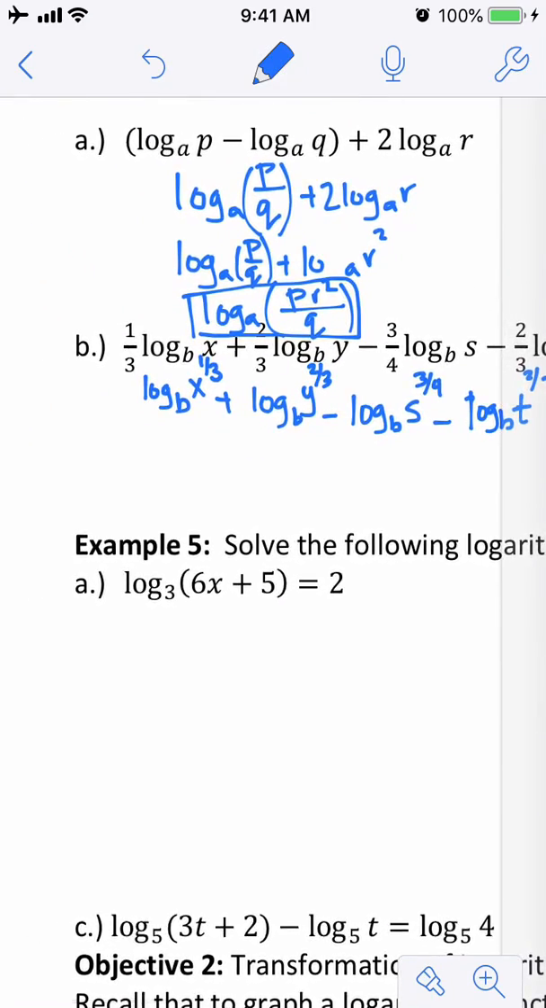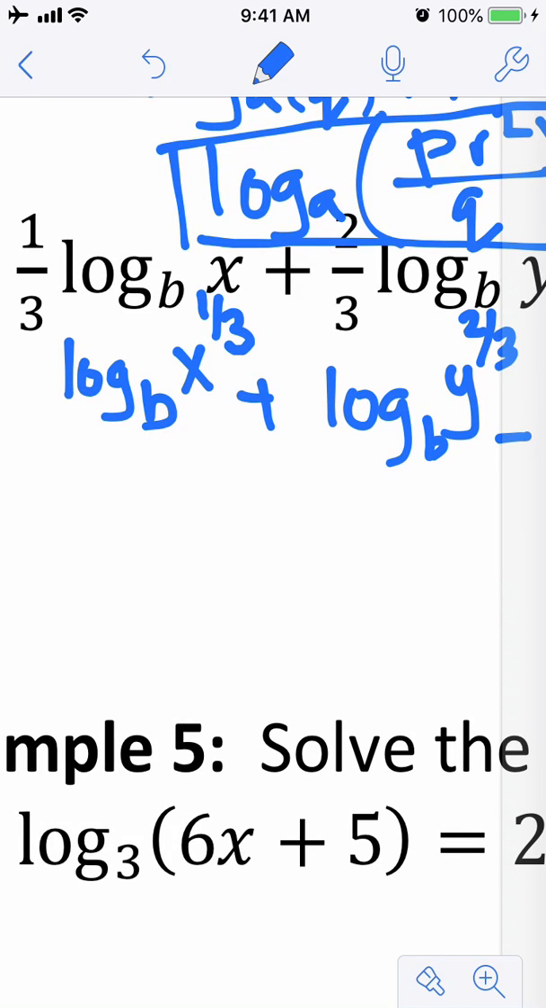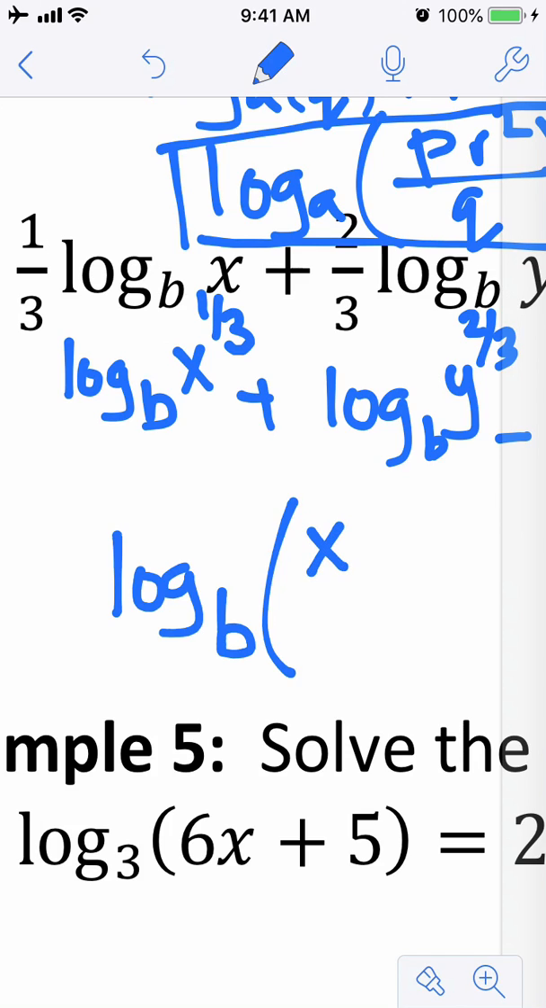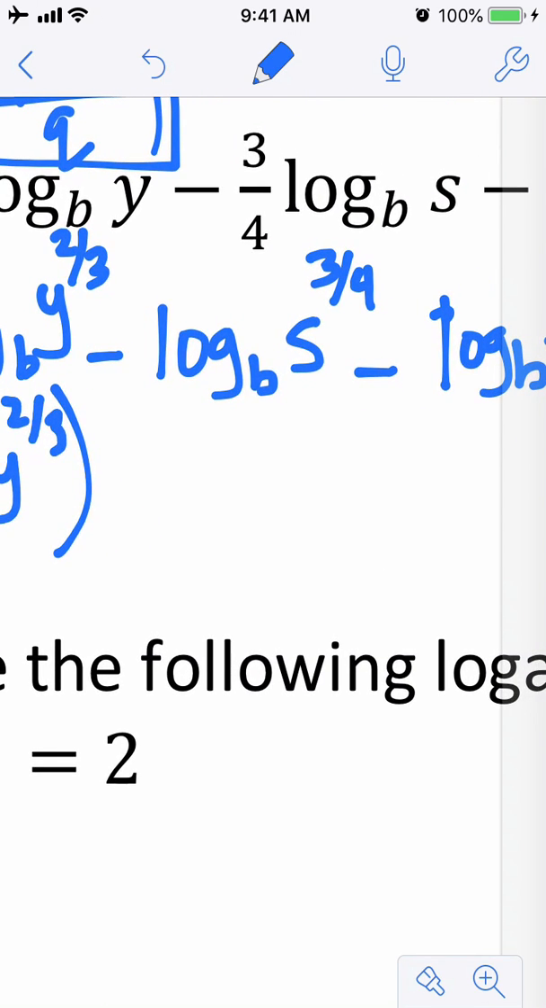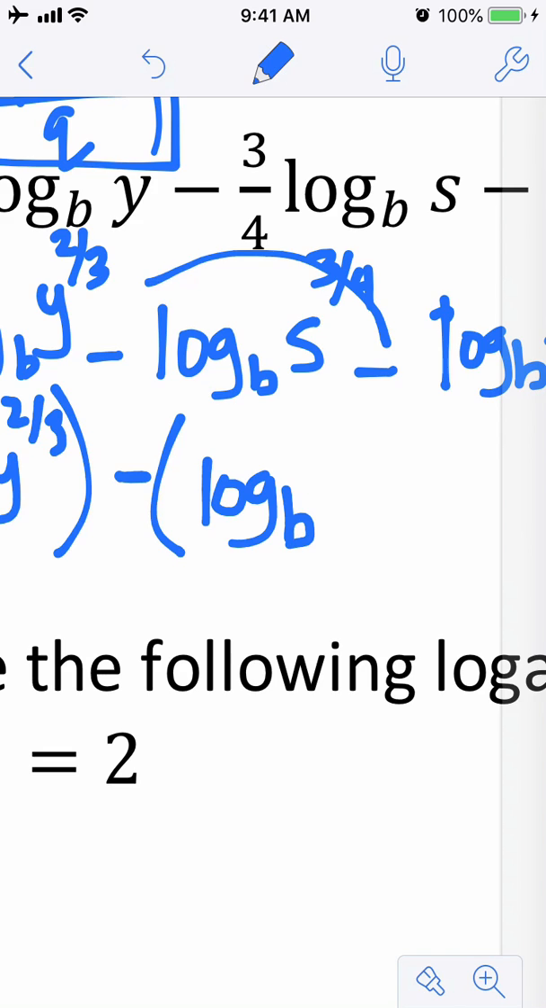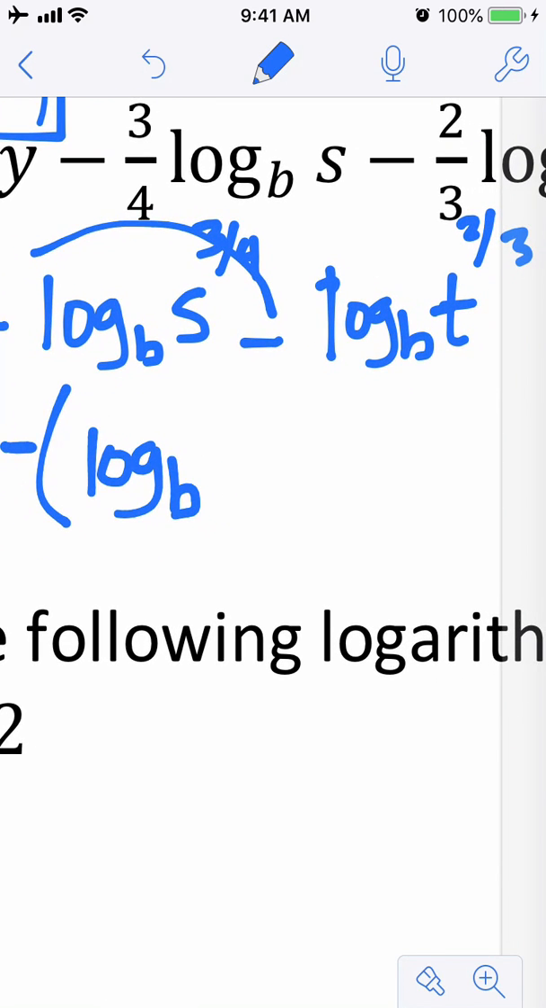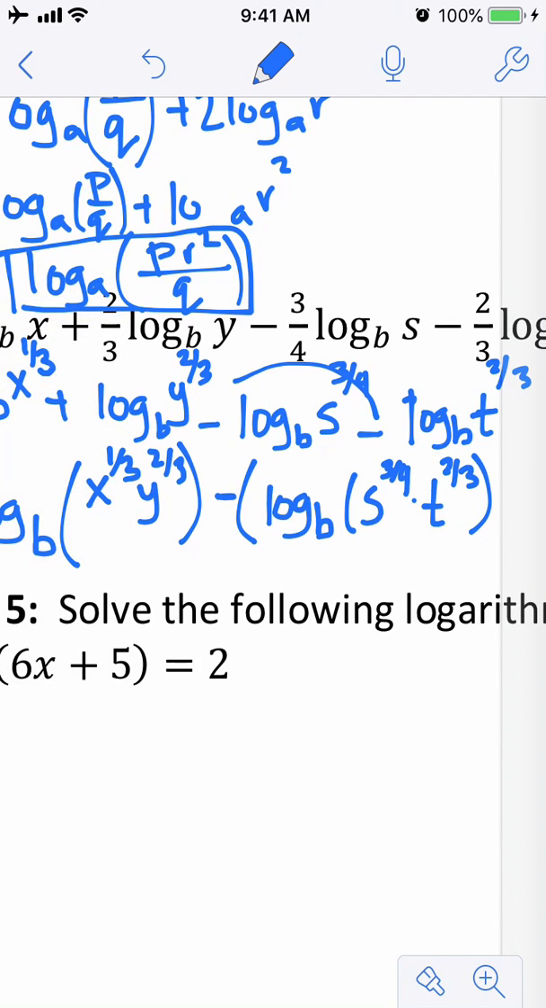All right, starting with this addition now, we could put those together. So we have log b of x to the 1/3 y to the 2/3. And then, you know what, I'm going to do a little bit of distribution here. I'm going to pull this out and make this minus log b of s to the 3/4 times t to the 2/3. See that? So I took out the minus and made it a product rule. So it became minus this whole thing, which I should really put in parentheses.